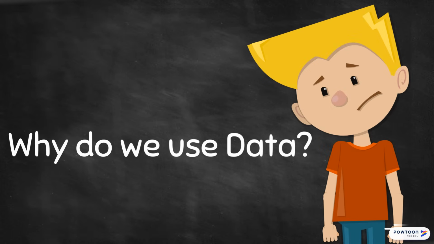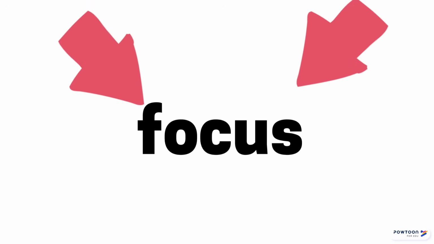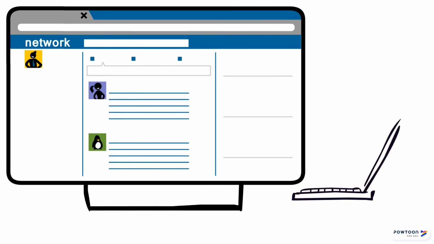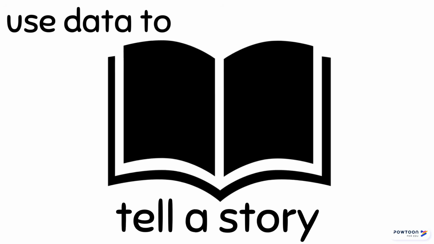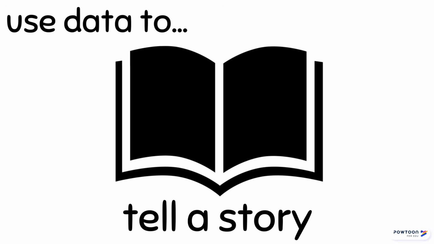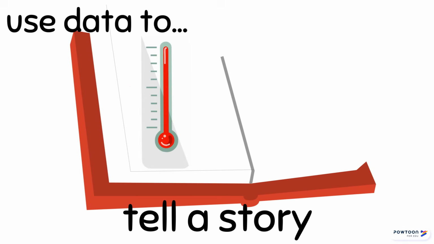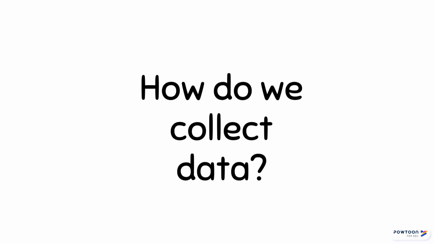We use data for different reasons. Data can be used to answer a question or tell a story. Having a question to answer can provide focus and make it easier to find patterns within the data. For example, students that spend a lot of time on social media have poorer grades. You can also use data to tell a story. For example, when telling the story of climate change using data, we might use global temperature patterns, cycles, and greenhouse gases. Finally, how do we collect data?